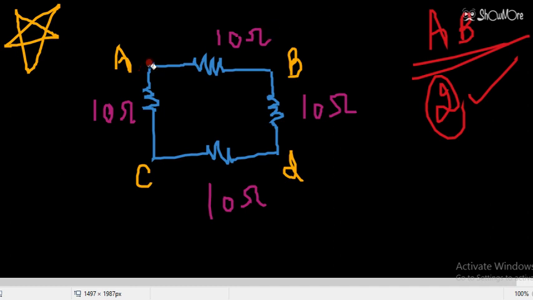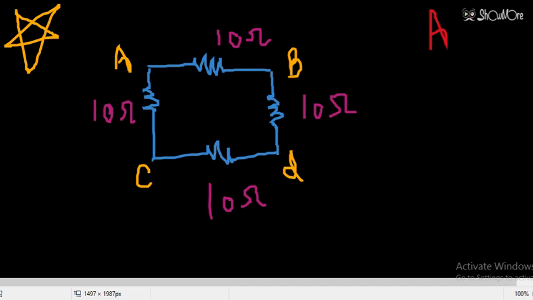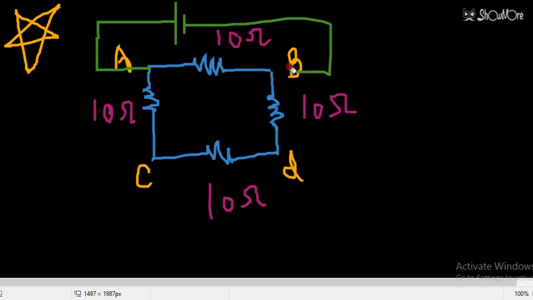Now we are going to solve this one. We have to find the resistance between point A and B. So that means we have to connect a battery source here. Like you can see, I am connecting a battery here. This is the positive terminal, this is the negative terminal. This is the battery source which is connected across the two terminals where we have to find the resistance.